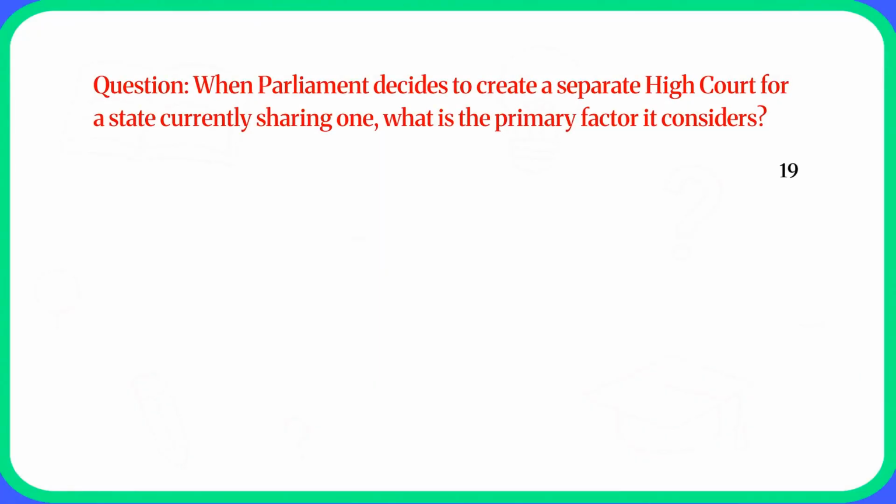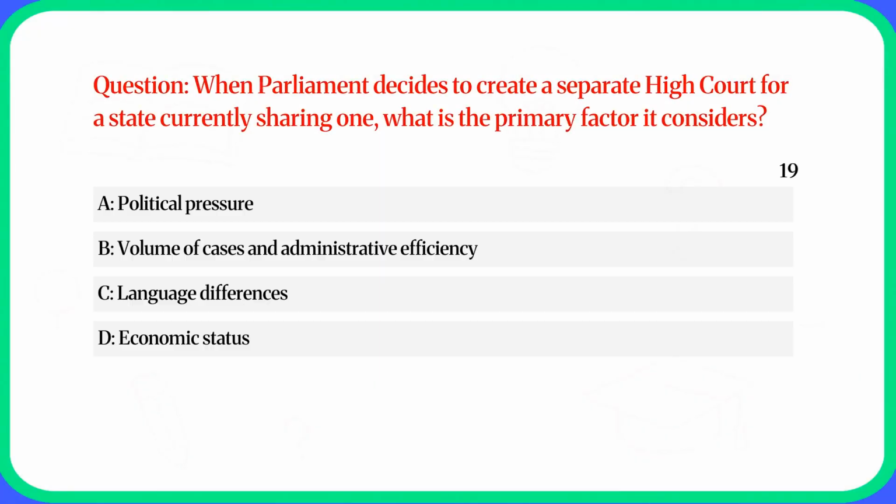Question: when Parliament decides to create a separate High Court for a state currently sharing one, what is the primary factor it considers? Answer: B. Volume of cases and administrative efficiency.